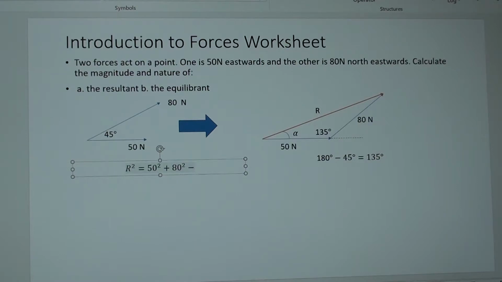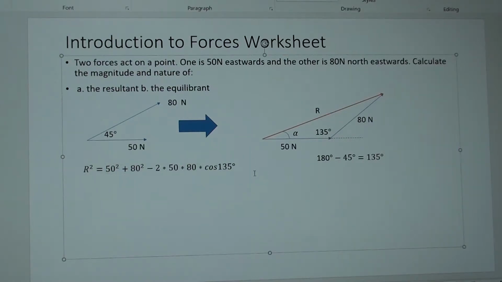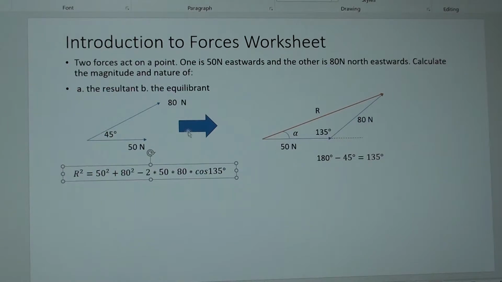minus 2 times 50 times 80 times cosine. Which angle will I take? I'll take the angle which is opposite to R, the resultant force. So that will be 135 degrees. Make sure you write in degrees because you don't want to solve this question in radians. After simplifying this equation, you will determine the value for this answer.